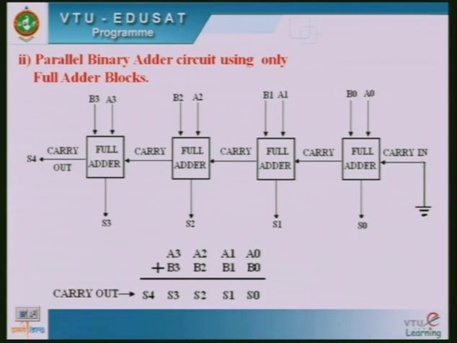If nothing is made available, then the circuit may not work properly. Because carry is not taken from anywhere, it being the very first stage, only A0 and B0 are going to be added here. Therefore this carry input terminal of the full adder must be connected to the ground, otherwise it may lead to some other problems. So this carry in is grounded.